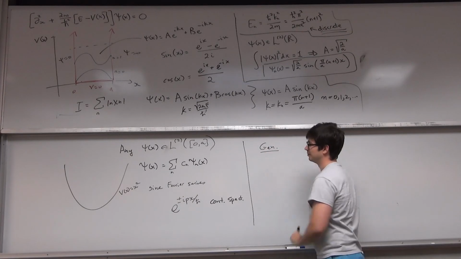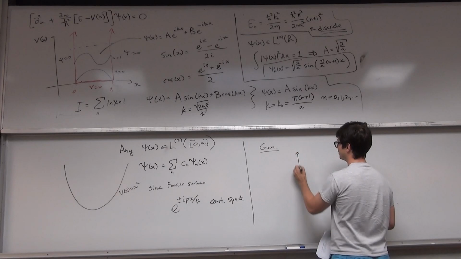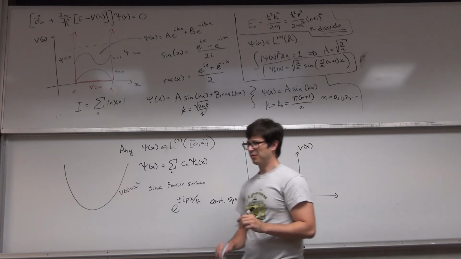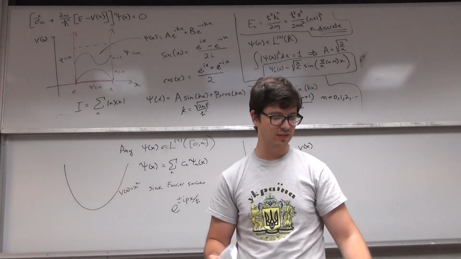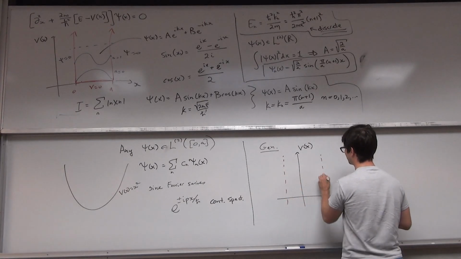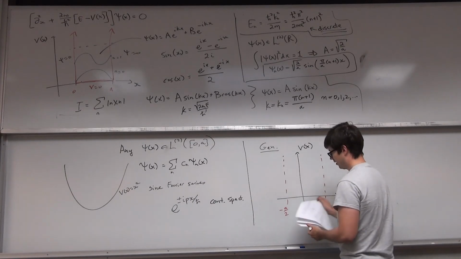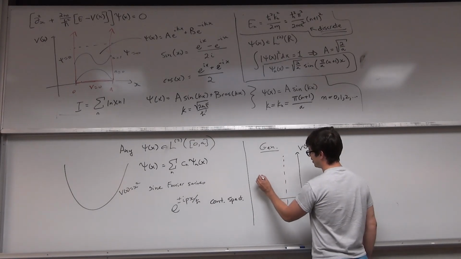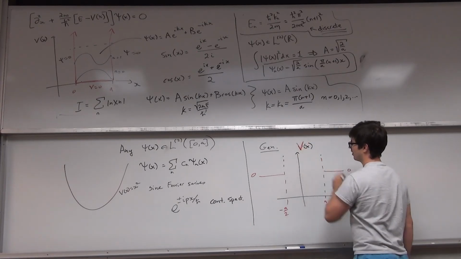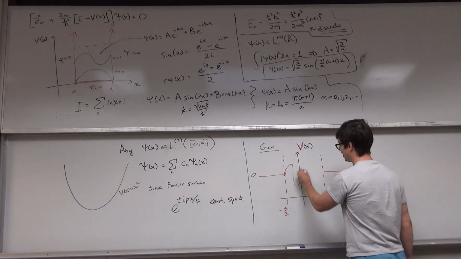What's the general problem? The general problem that we'll consider is a potential V of x. And what we're going to do is imagine that nothing happens to the potential, that it's constant outside of some interval. So we'll go from minus a over 2 to a over 2. And over here, it'll just be 0 or something. And out here, it'll just be 0, the potential. And in between, it'll do something.